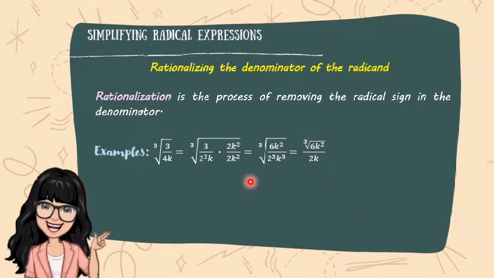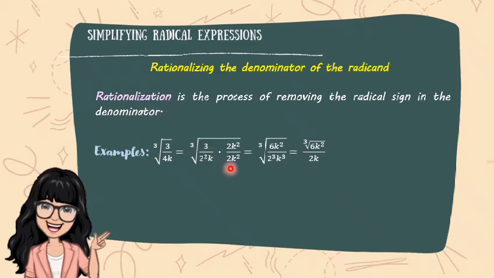Our goal here is to remove the radical symbol from our denominator, because we can only say that a radical expression is in simplified form if the denominator does not have a radical symbol. So in this case, our denominator has a radical symbol, because if we express this using our law on radicals, this can be cube root of 3 divided by cube root of 4k. So there is still a radical symbol. So we need to rationalize.